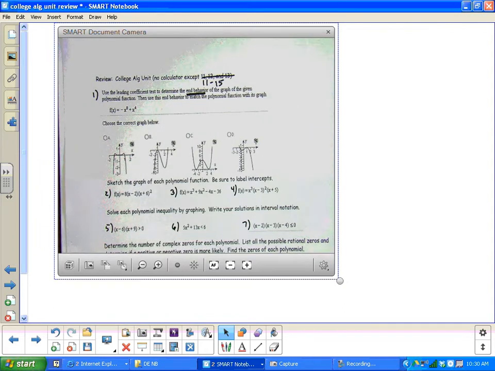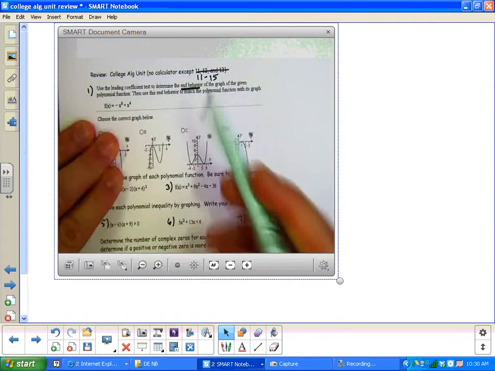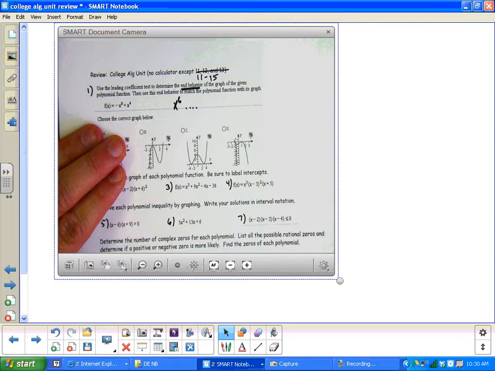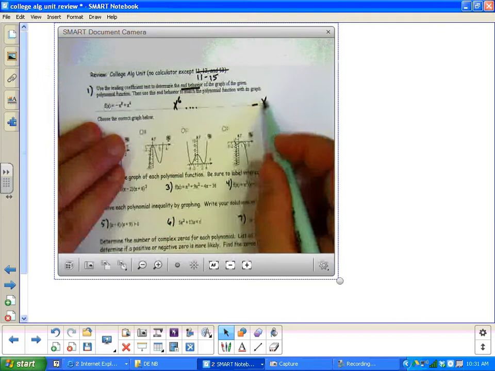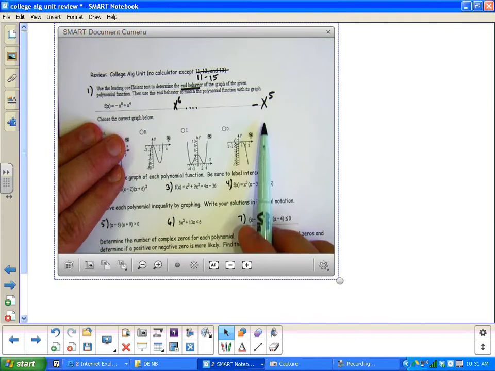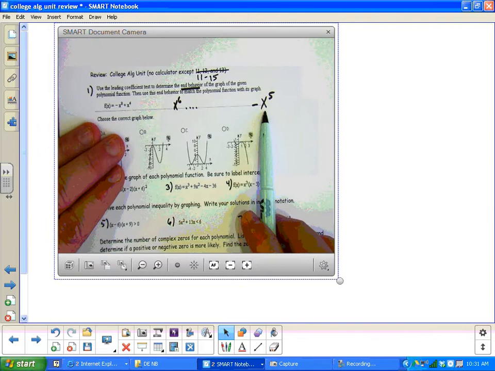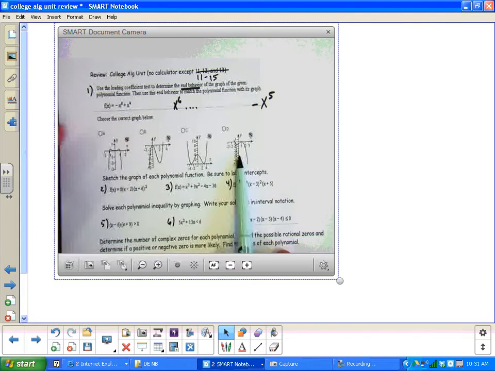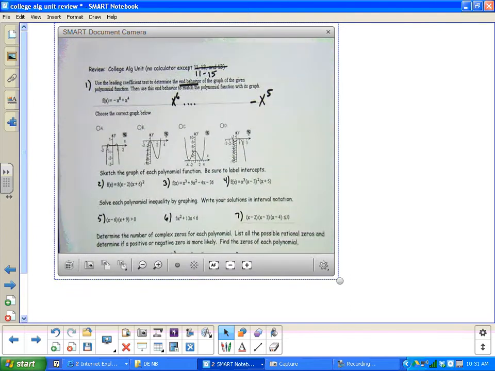All right. Let's look at the other 3. What if I had a positive x to the 6th? Both sides will be going up. So that would be something like C. What if I had negative x to the 5th? That's up on the left and then down on the right. So that would be like a D graph. Okay. Now, let's look at 2 through 4 real quick.